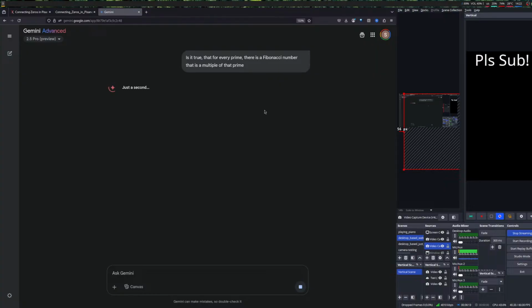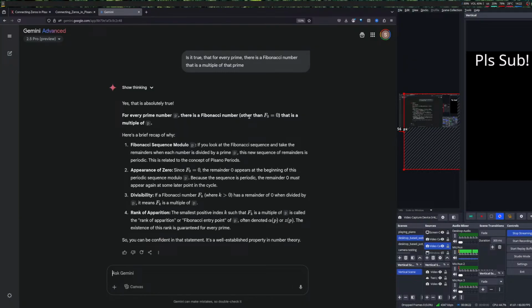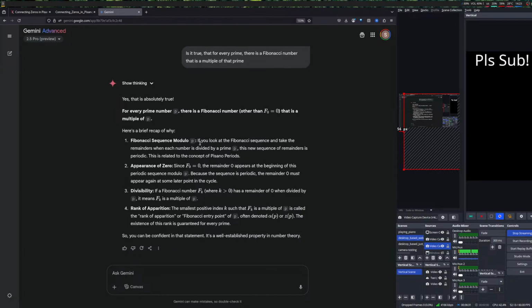Okay, and we will see that this is true because of something that has to do with the zeros of the Pisano period. So yes, for every prime number p, there's a Fibonacci number that is a multiple of p. If you look at the Fibonacci sequence modulo p, the new sequence of remainders is periodic. And I just realized I should explain why we know that's true, so I'll do that in a second. But if you accept that it's periodic, then eventually it's going to hit 0. And hitting 0 means that modulo p it's 0, so our Fibonacci number at that point is divisible by the prime p.